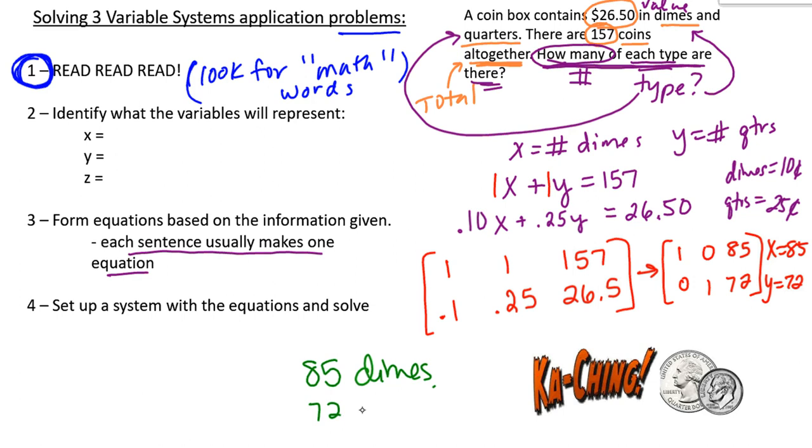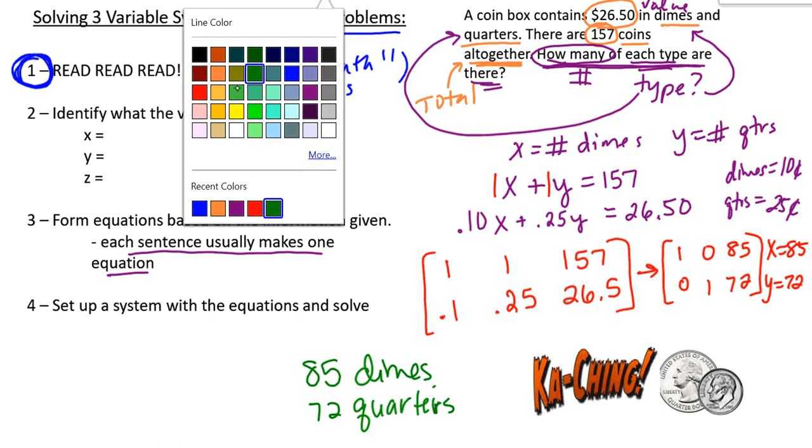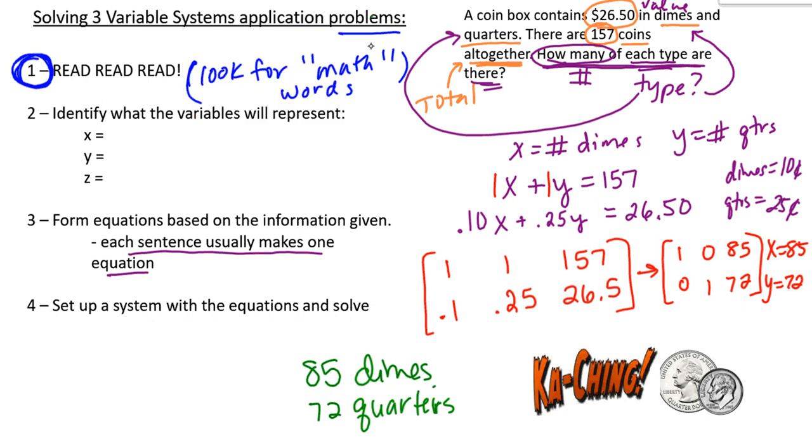Quarters, 72. Now, what if you weren't quite sure? You thought maybe the calculator had a little problem, right? You could check by looking at the values. You could say, okay, wait, 85 dimes, that's $8.50. And then 72 quarters, that's $18. I did that in my head. Are you proud? Impressed, I mean. I get $26. Excuse me, $26.50. So check, that's the correct answer.